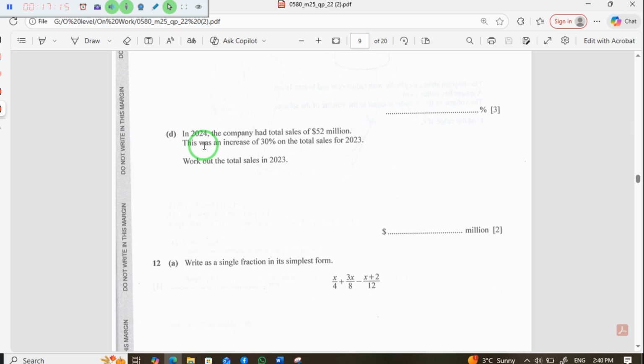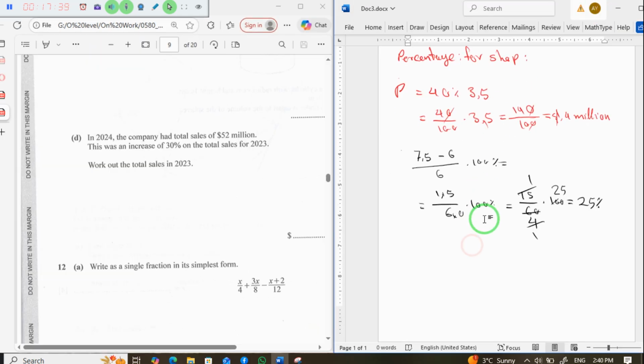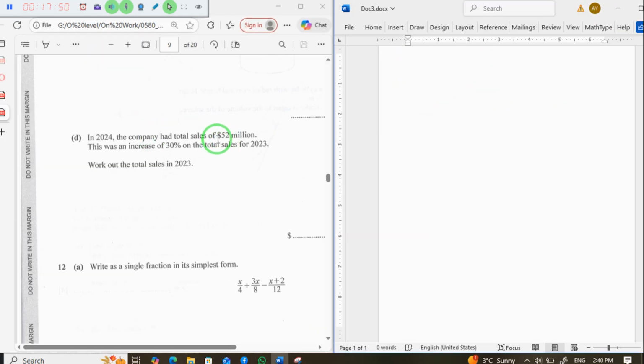Part D. In 2024, the company had total sales of 52 million. This was an increase of 3% on the total sales for 2023. Work out the total in 2023, the total sales in 2023. Okay, how to solve this one? The total has 52 million. This was increased by 3% on the total for 2023.